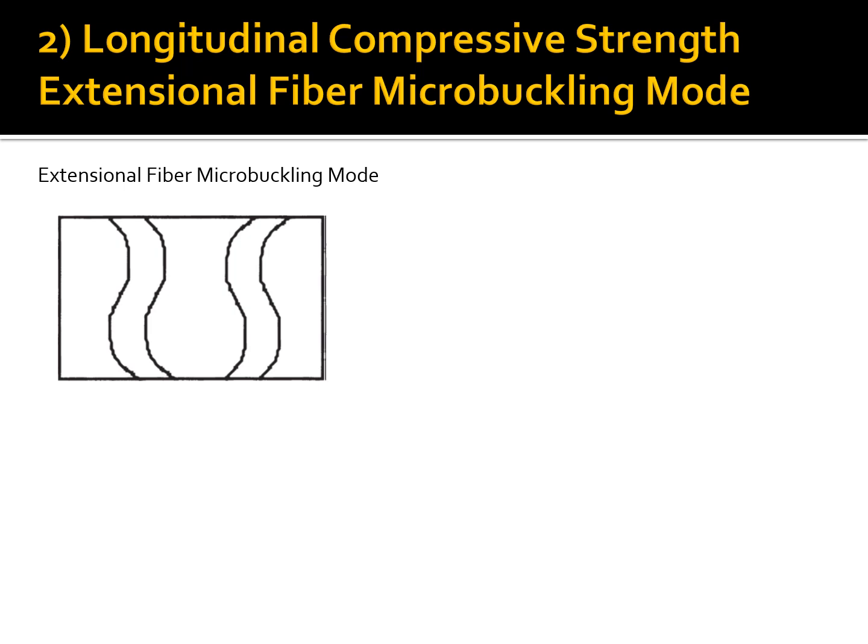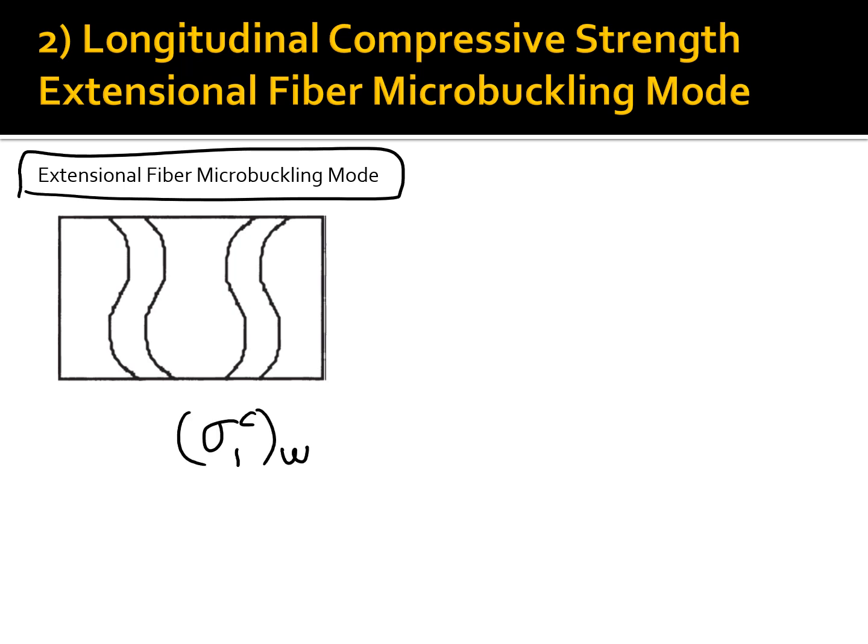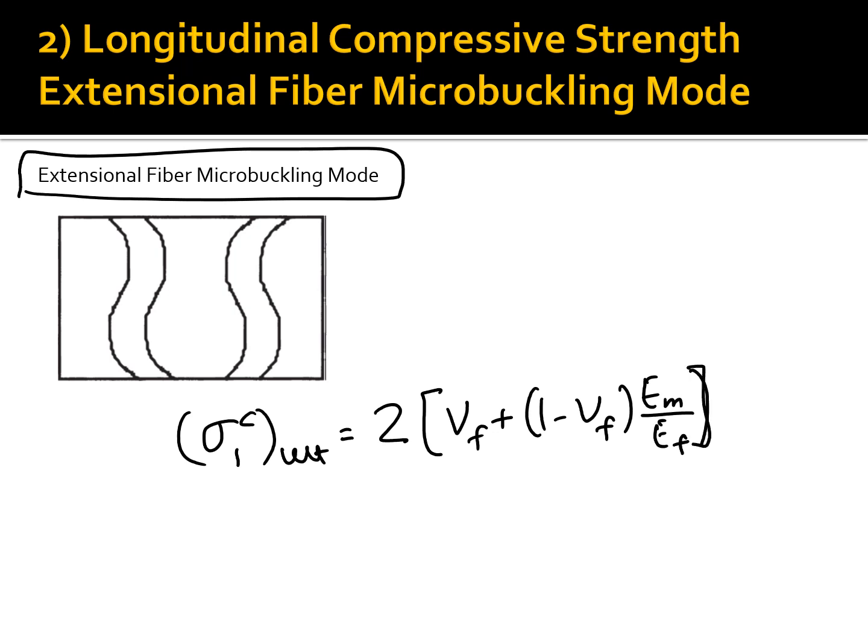So let's look at the extensional fiber load. We're not going to derive this formula because it's a little bit out of scope of this particular course. So the sigma 1c ultimate based on the fiber microbuckling load is given by a very simple formula. It's given as 2 VF plus 1 minus VF ratio of the fiber and matrix and fiber Young's modulus.